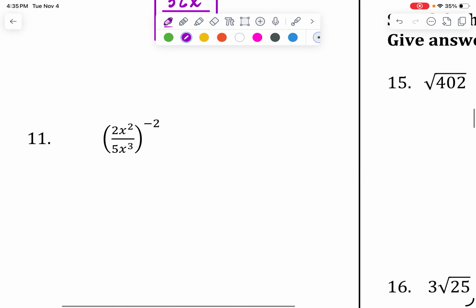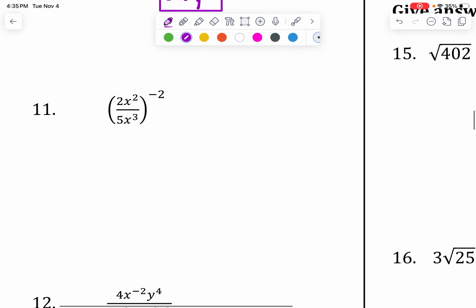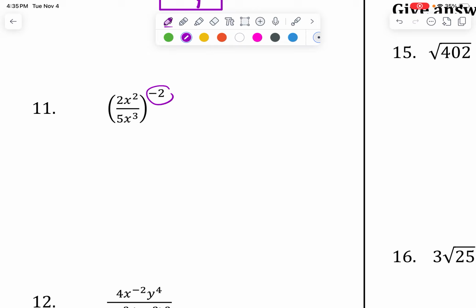All right, number 11. Very similar situation. Everybody on the inside has to get the negative 2 power. So I'm going to do exactly what I've been doing, right? So the 2 inside, he gets the negative 2 power. The x squared gets the negative 2 power. The 5 gets the negative 2 power. And the x cubed gets the negative 2 power.